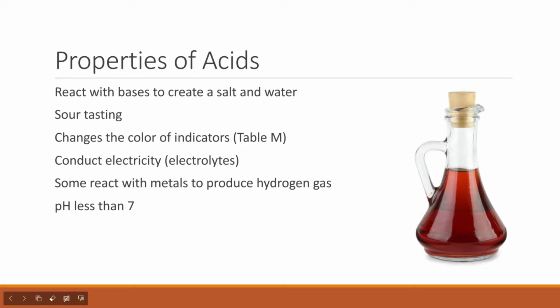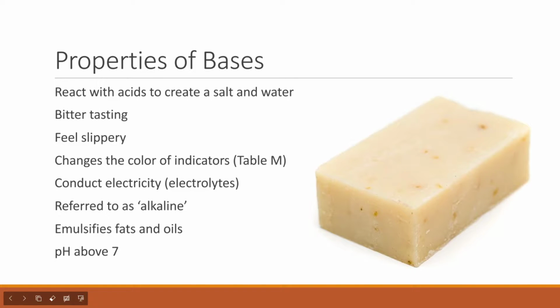If we look at bases, bases react with acids to make salt and water. They are bitter tasting and they feel slippery, so that's why I took a picture of soap to put as the picture for this slide here. They also change the color of indicators using table M, which we're going to get to. They also conduct electricity because they are electrolytes. They have a pH above 7, so the opposite of an acid.